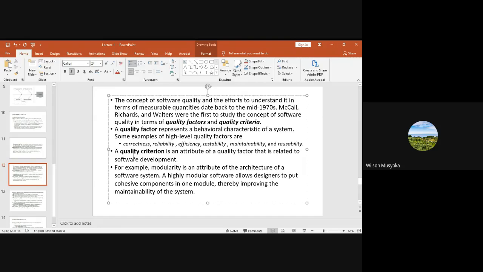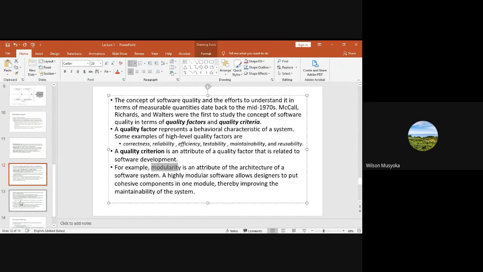Then there is also the quality criterion, which is an attribute of a quality factor. For example, when we are looking at reliability, it can have an attribute like modularity, meaning that in the design or architecture of the software, it is very easy to break it down into several modules which can work independently of each other so that they give the required performance. So quality criteria sit under quality factors. If we look at a quality factor like correctness, it can also be applied with modularity in that each module is working correctly. That is how they are normally used together.